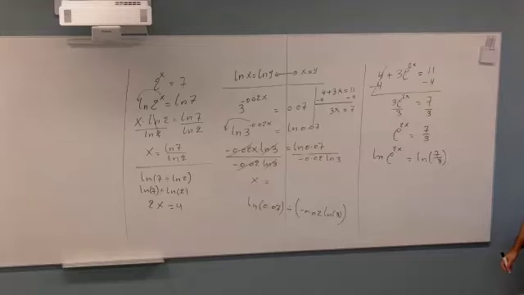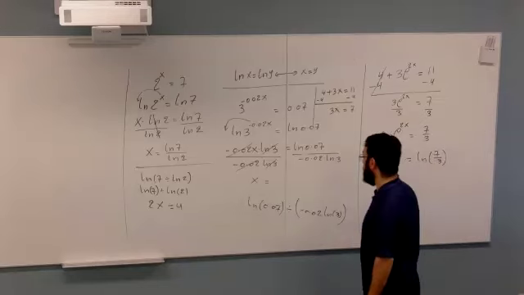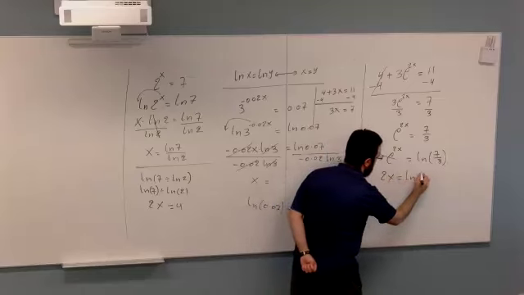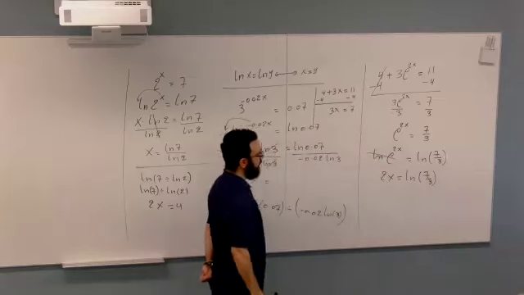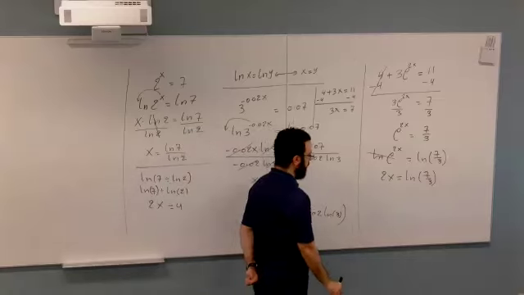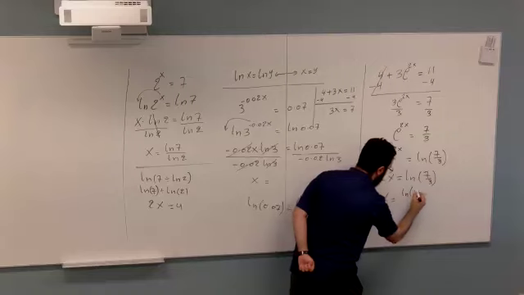Now who's going to tell me what's ln of e to the whole thing here? That means what's left? Equal. Can I find the value of x? So no. x is going to be what? ln of 7 over 3, divided by 2.